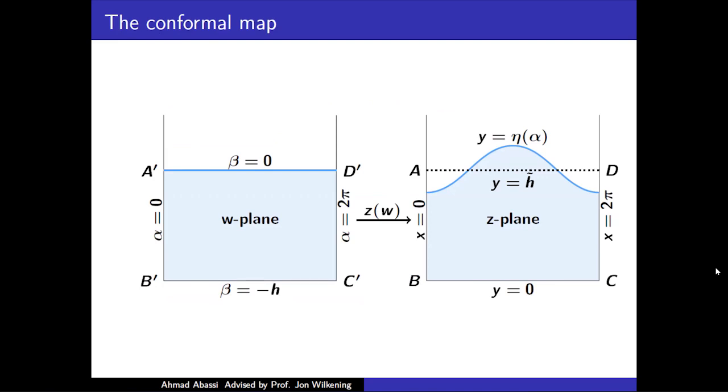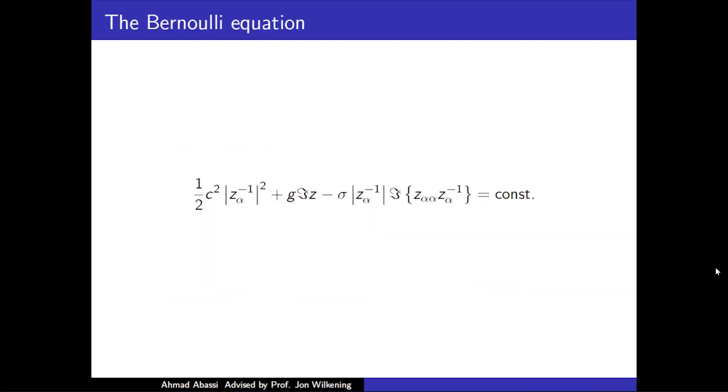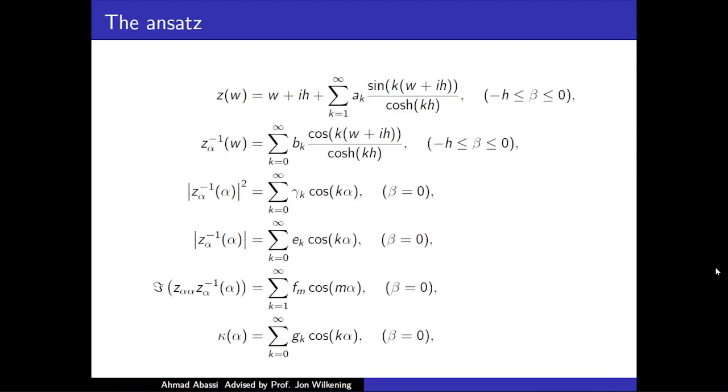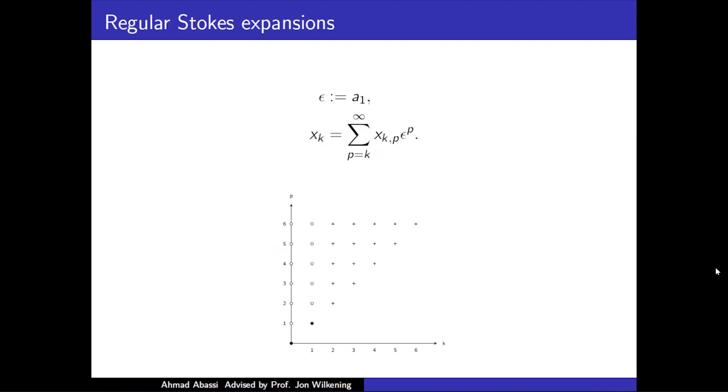This is an illustration of the conformal map. This is the non-dimensionalized Bernoulli equation governing the problem. This is our ansatz in Fourier space. These are the regular Stokes expansions without resonance, where the wave crest is defined as the first Fourier mode.